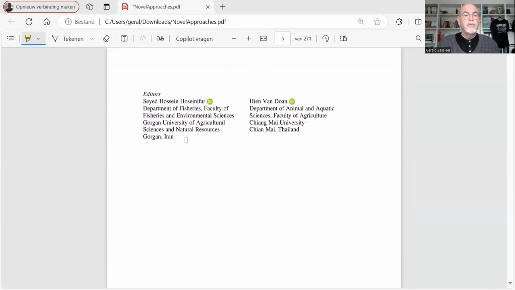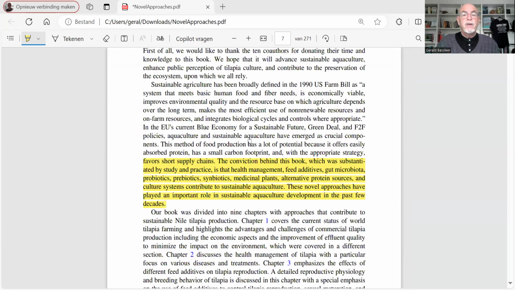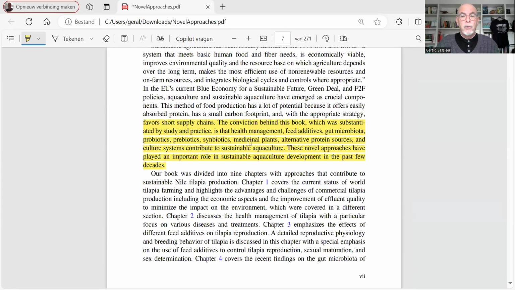One is a professor at the Department of Fisheries in Iran, and that is Mr. Hosseinifar, and Hien van Doan is working at the Department of Animal and Aquatic Science in Thailand. Two countries that are very big in the reproduction of tilapia. What they indicated in the preface is the importance of the book. I indicated it here in yellow.